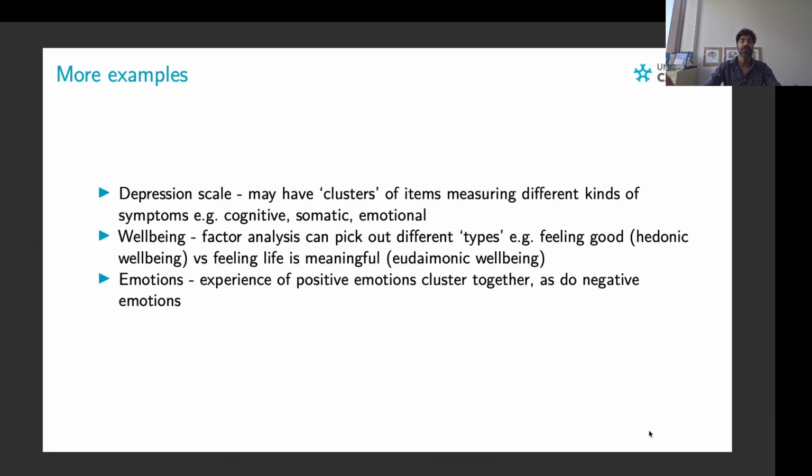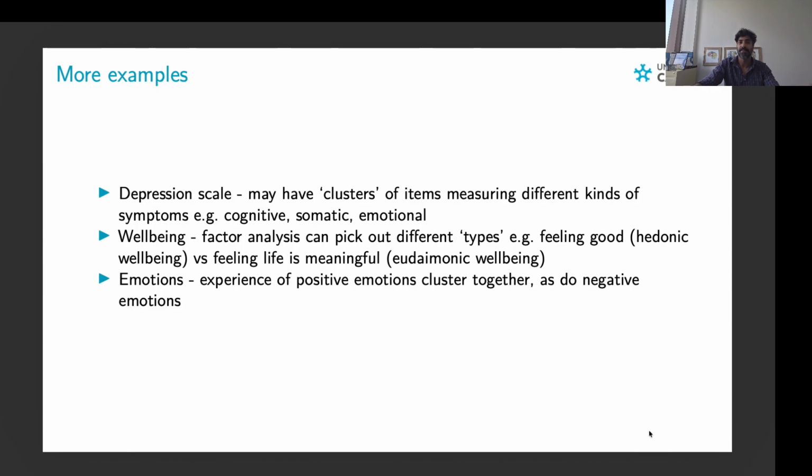So some more examples just to really hammer home the point of what factor analysis is and how it can be utilized. Depression scales may have a cluster of items measuring different symptoms. So there could be cognitive symptoms or somatic symptoms or emotional symptoms. These could be the clusters of items within a survey. So think of a survey of depression. It has say 12 or 15 questions. It may be that some of those questions measure the cognitive side of depression versus the emotional side versus the somatic.